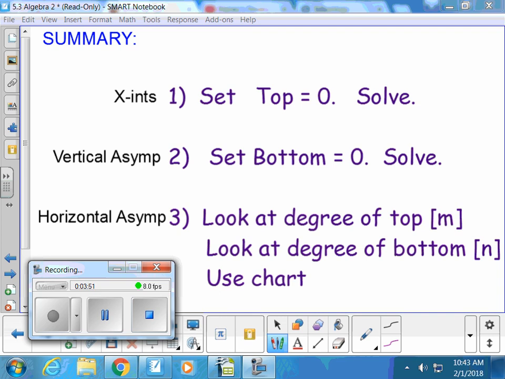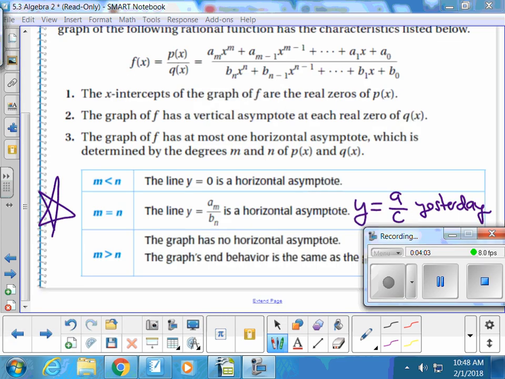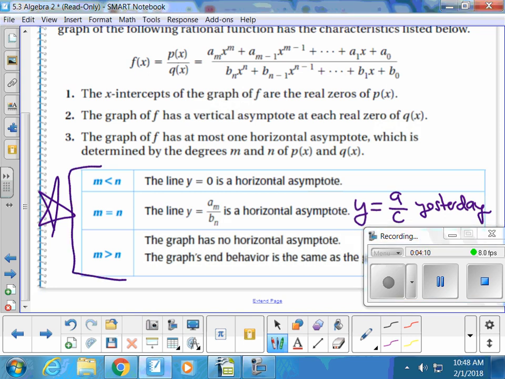To find vertical asymptotes, you set your bottom equal to 0 and solve. And then the horizontal asymptotes are interesting. You will look at the degrees of the top, the degrees of the bottom, and then use a little chart I'm about to pass out to you. Okay, so this is the chart I just passed out to all the kids in the class, and I drew their attention that the bottom part is the part you'll be interested in using, because you will be comparing the degree on the top, m, to the degree on the bottom, n, and then referring to the chart to figure out information about the horizontal asymptote.